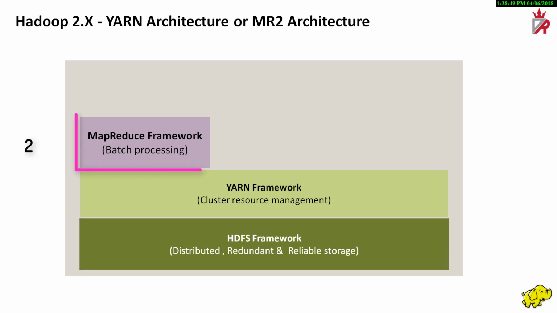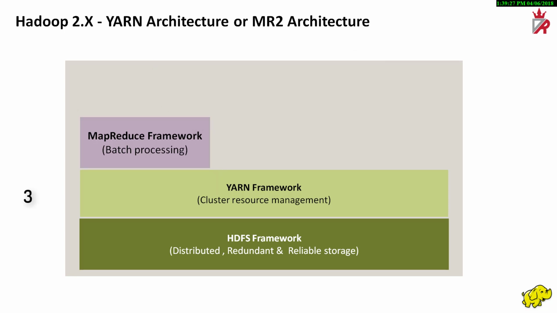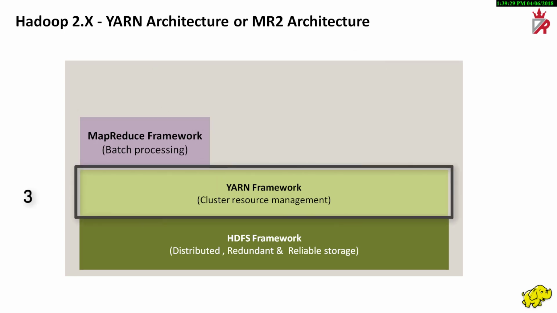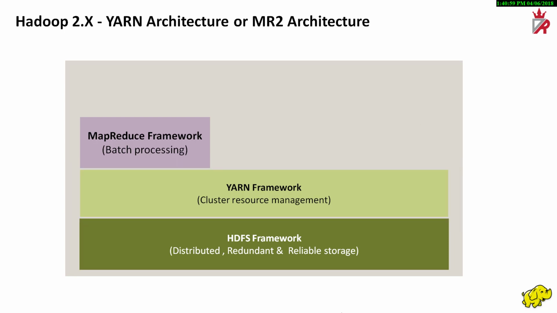Second component is the Distributed Data Processing Framework called MapReduce framework. Using this framework, we can process the data residing in HDFS. But MapReduce framework is no more responsible for cluster resource management. The third and new component is Yarn, called Yet Another Resource Negotiator. Now, Yarn takes care of the cluster resource management, that is, in allocating and deallocating cluster resources like RAM, cores, disk space, etc. Hadoop 2.x resolves many of the limitations of the Hadoop 1.x architecture.